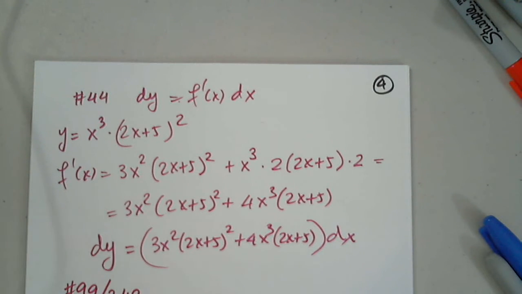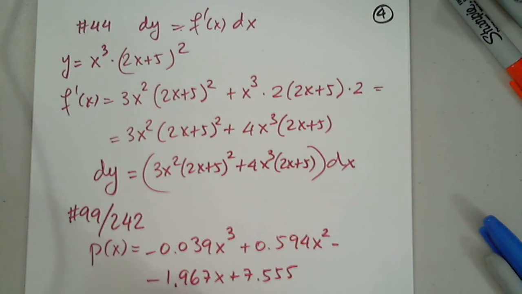Page 242. The percentage of unemployed workers in service occupations can be modeled by P of x equals negative 0.039x^3 plus 0.594x^2 minus 1.967x plus 7.555, where x is the number of years since 2003. So I make myself a note for that: x equals 0 represents 2003.